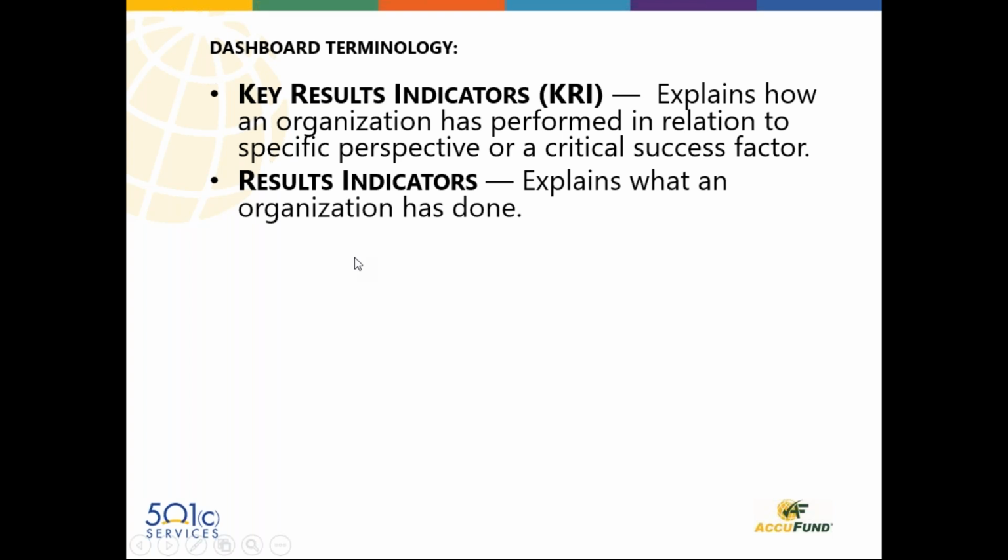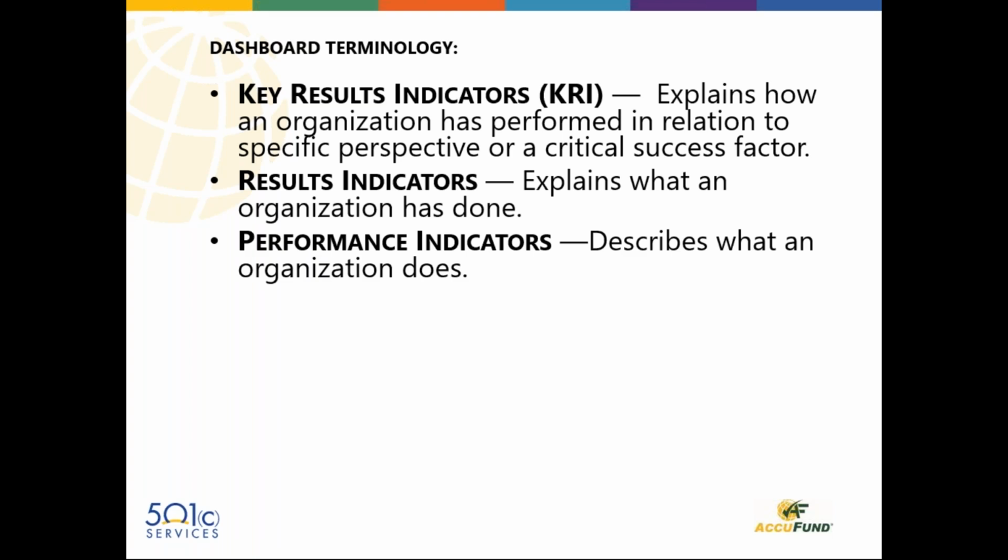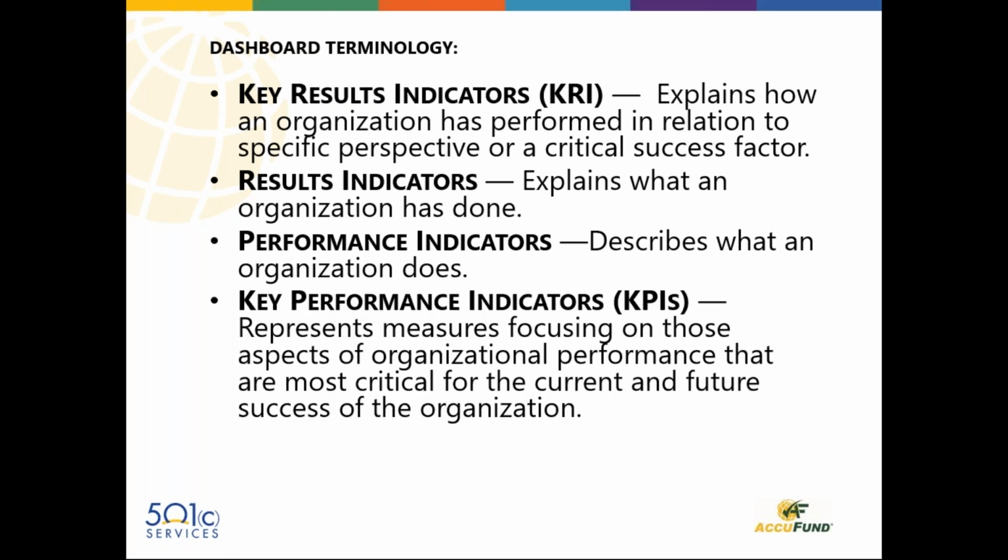Hang on here. Result indicator, again, so maybe not a key one, explains what an organization has done. A performance indicator is more on what we're doing. How are we doing on an ongoing basis? And a KPI represents measures focusing on those aspects of organizational performance that are most critical to the current and future success. And so I think this is key, the current and future success. So they're kind of predictive.